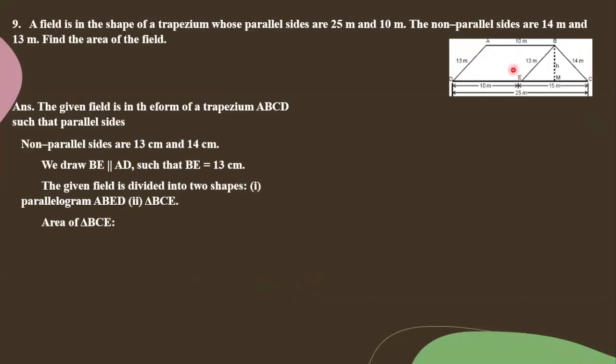First, divide this figure into two parts. One is a parallelogram, one is a triangle. So draw BE parallel to AD. In a parallelogram, opposite sides are equal. Even the base, the opposite sides are equal. So AB is equal to DE, make it 10 meter, and EC is 50 centimeter.